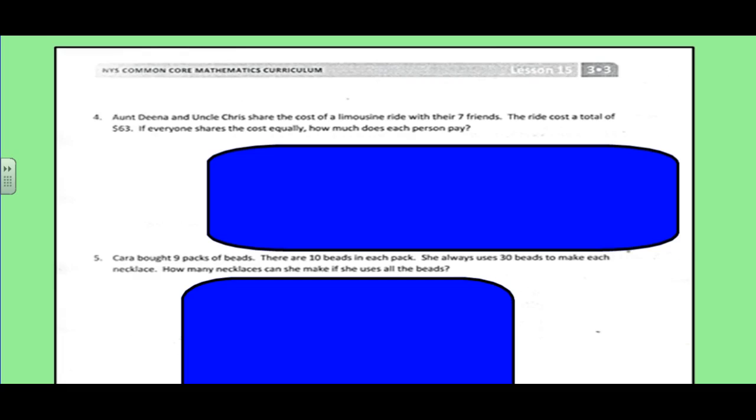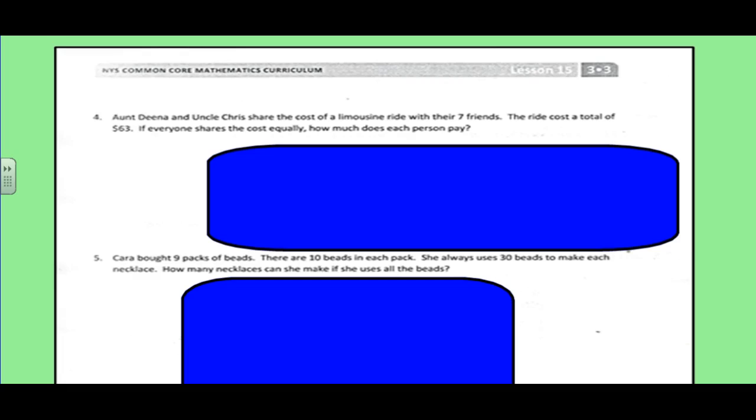Okay, turning to the next page of the problem set. Aunt Dina and Uncle Chris share the cost of a limousine ride with their 7 friends. The ride cost a total of $63. If everyone shares the cost equally, how much does each person pay?